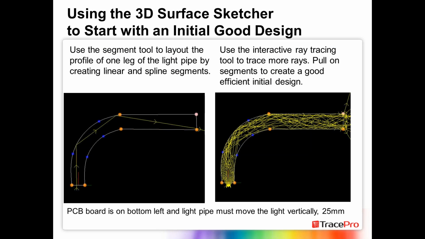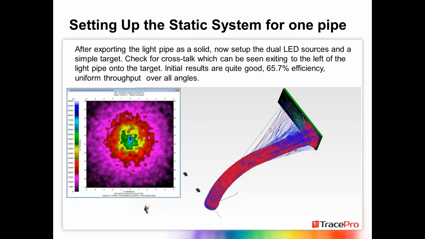We want to move that light vertically up about 1 inch or 25 millimeters. And so that's what this light pipe's doing for us. It's allowing us to do it. We've got a nice slow bend, and we can then push it around other mechanical structure that's in the dashboard.